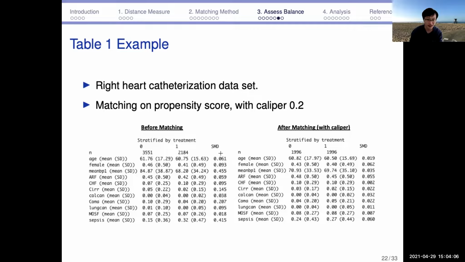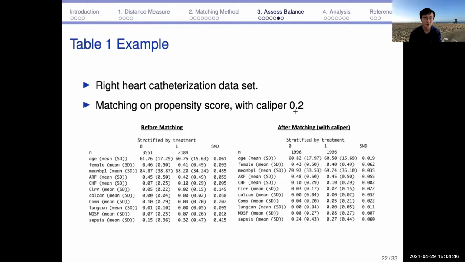And what we focus on is this column, SMD. We see that there are a few SMD values that are quite large. Remember, the rule of thumb is that if it's larger than 0.1, then we consider it imbalanced. So there are quite a few variables imbalanced. After we do matching, here we imposed a caliper and we match on propensity scores. After that, we see that the standardized mean difference is much improved. All of them are below 0.1. So this is an example to assess balance.